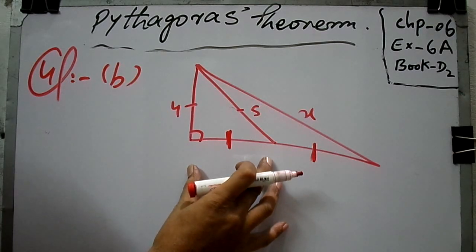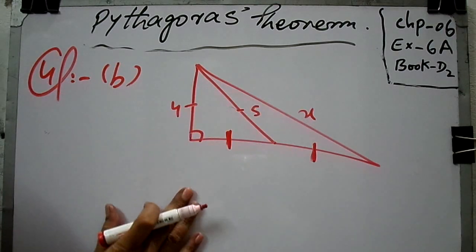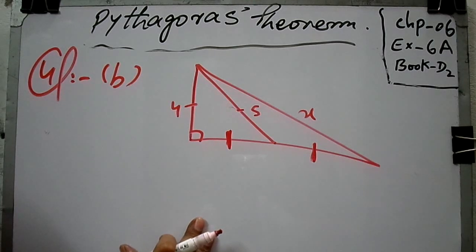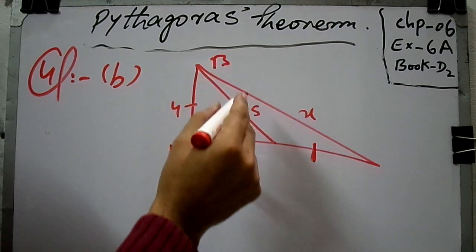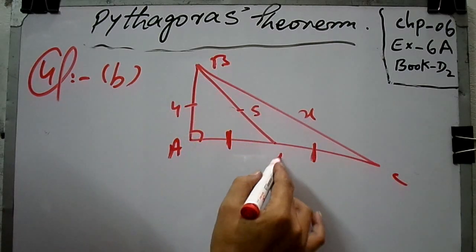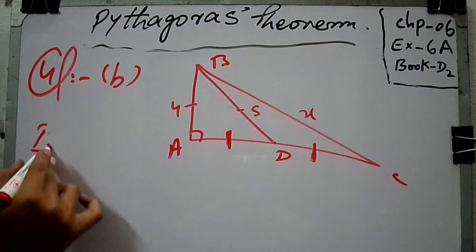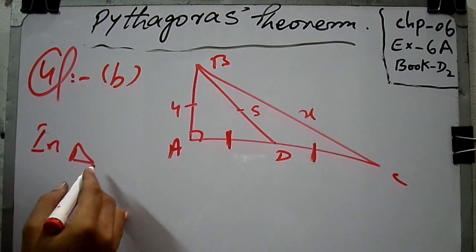So you can give names to solve, because you should use a right angle triangle. So in the triangle, for example, A, B, C and D, in triangle ABD.